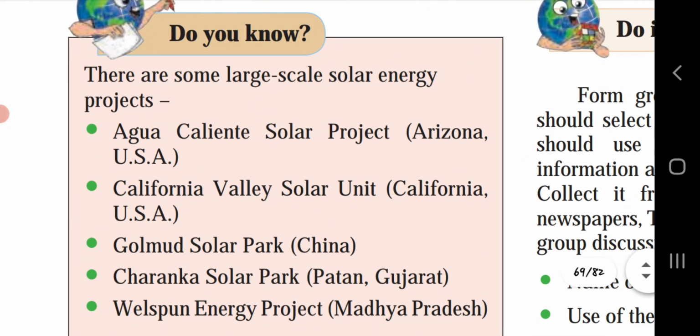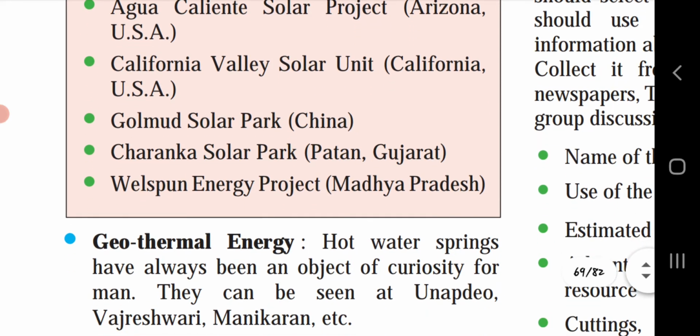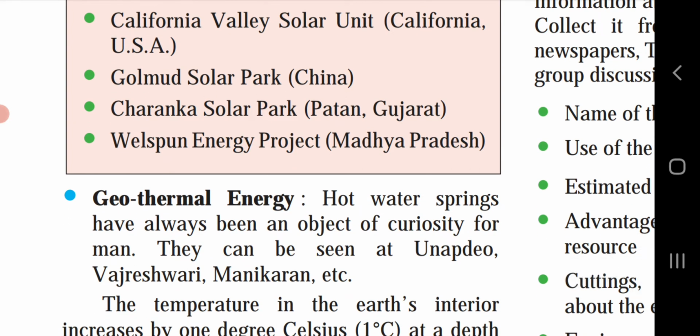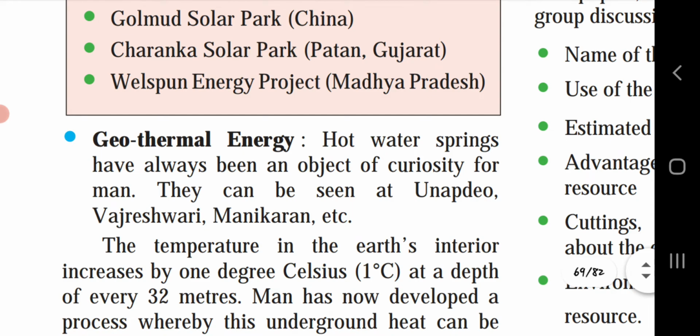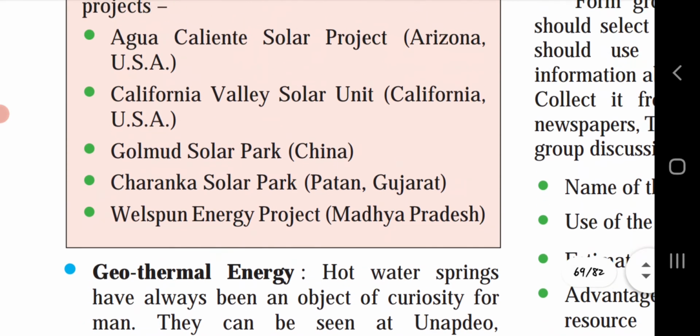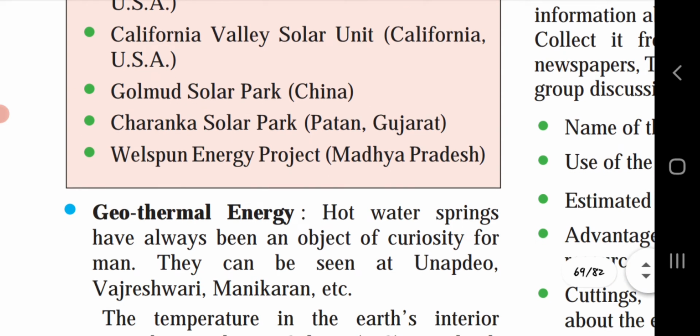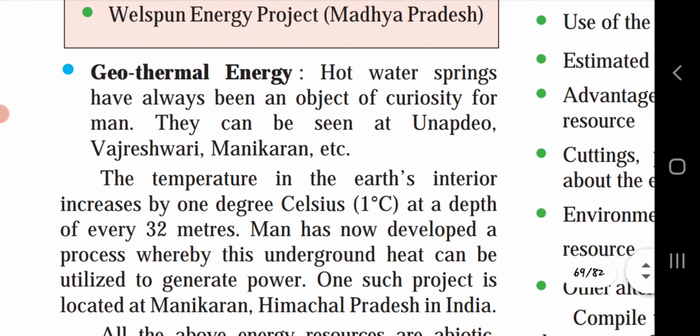Do you know there are some large-scale solar energy projects? Agua Caliente Solar Project in Arizona, USA; California Valley Solar Unit, California, USA; Golmud Solar Park, China; Charanka Solar Park, Patan, Gujarat; Welspun Energy Project, Madhya Pradesh. So we also have two solar energy projects, in Gujarat and in Madhya Pradesh.